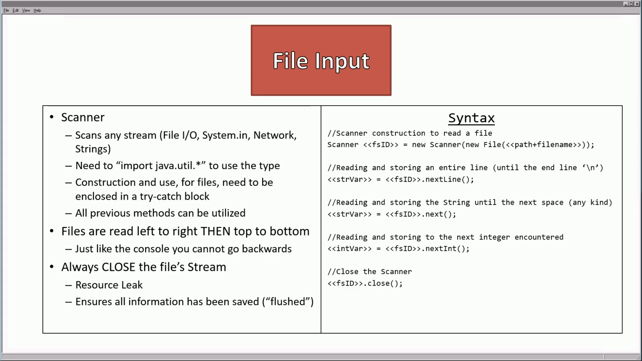Another thing to keep in mind is the scanner reads from left to right, then top to bottom. Just like when you're writing stuff in the console, you can't go backwards and access previous information that was entered into the console. It only reads what was immediately entered, one at a time. Now, just like with the PrintWriter, the scanner has to be closed. The file's input stream has to be closed.